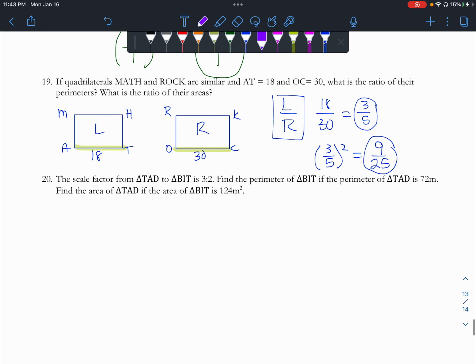And last but not least, we again have two triangles. Let's draw them out.